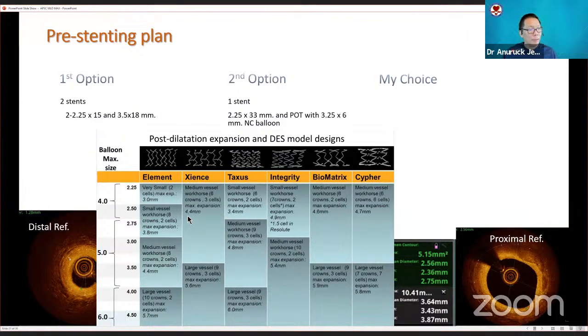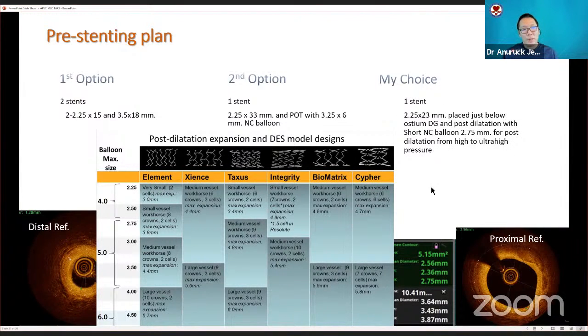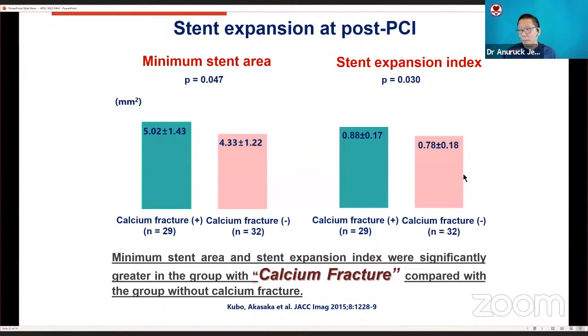Like the design, they can over-expand to 4.4, and we should not choose the Promus Element or the Integrity, or the Taxus, because they have limitations of expansion. But at that time, I was not concerned about the POT much, so I chose the shorter 2.25 stent and post-dilatation with a 2.75 balloon. And before you pass this algorithm, you can see that there is very little dissection.